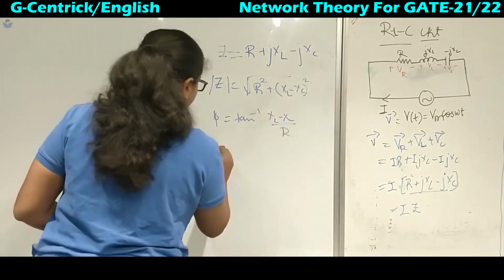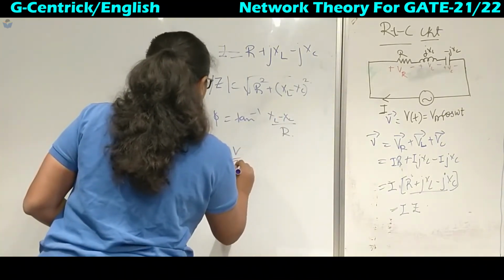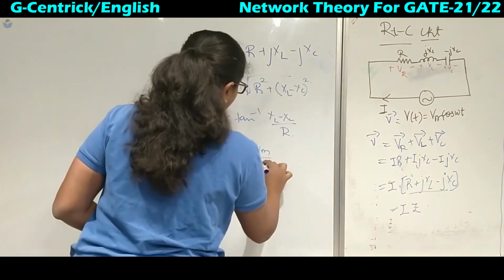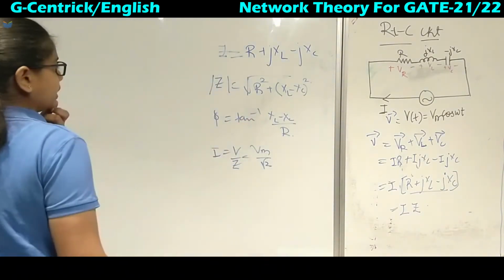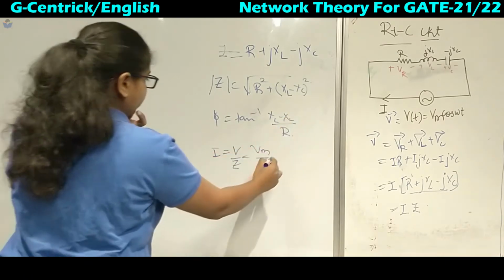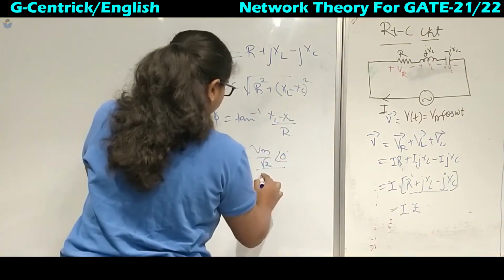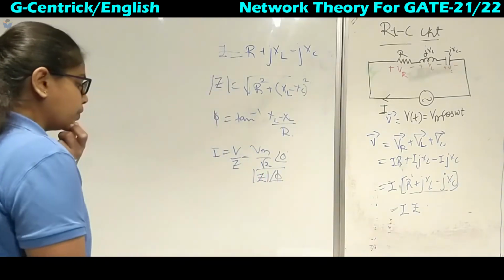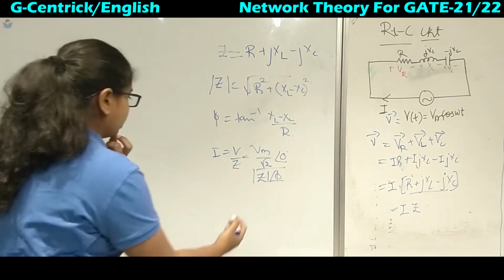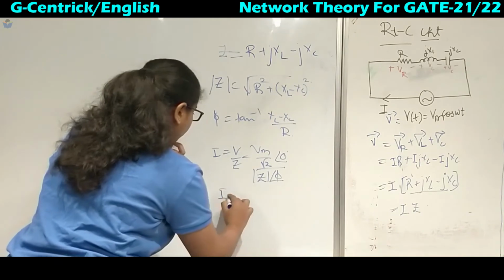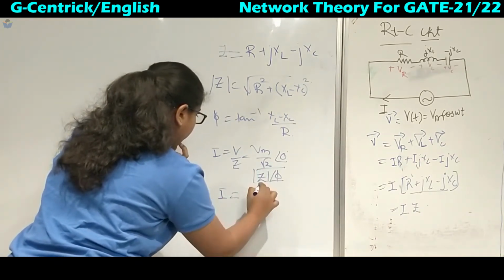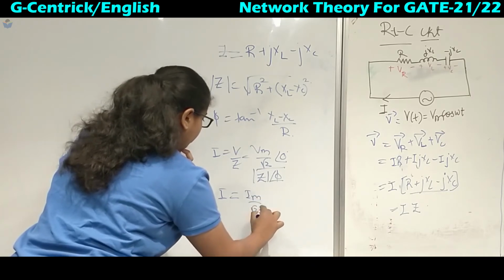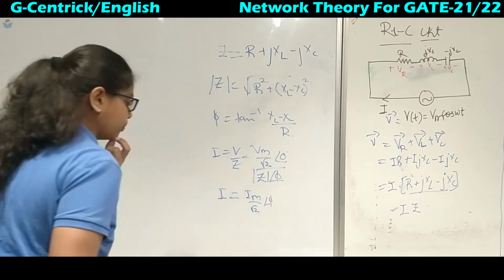Now if I have to find the value of current, it is V upon Z. V is nothing but Vm by root 2, and here phi is how much? It is 0 degrees. So Z is at angle phi. So I will be equal to Vm by root 2 upon Z, which is again Im by root 2, at angle minus phi.